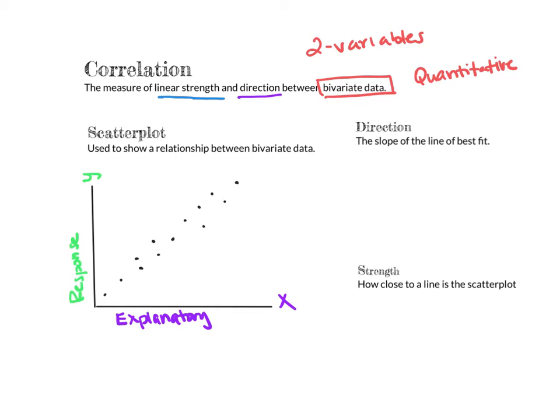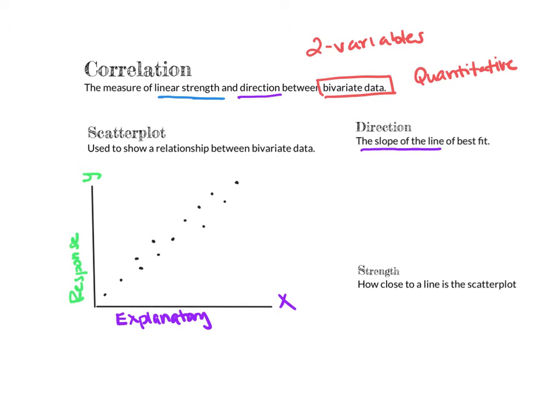Except that relationship normally is not going to be a perfect line. You're going to scatter around the line. When you get that, you can talk about your direction and your strength. The direction just means what is the actual slope of the line. And remember, a line has three different slopes.